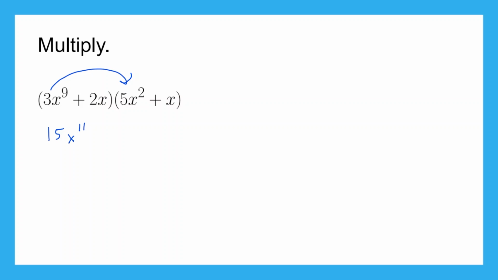All right, good. Now we have 3x to the ninth times x. So that's going to give us 3x to the power of 10. So 15x to the 11th plus 3x to the power of 10. Okay, good. We're about halfway done. At the very end, we do need to remember to combine any like terms before we finish.